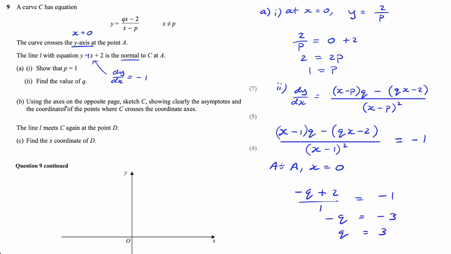Then he says, using the axes on the opposite page, that's this one here, sketch C. Okay, so I'm just going to write it out, guys, with q and p.